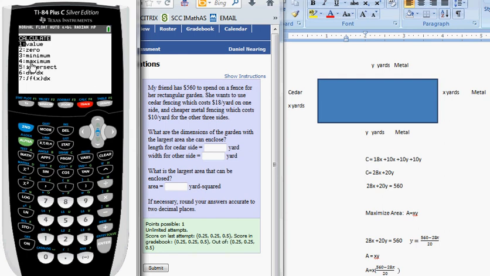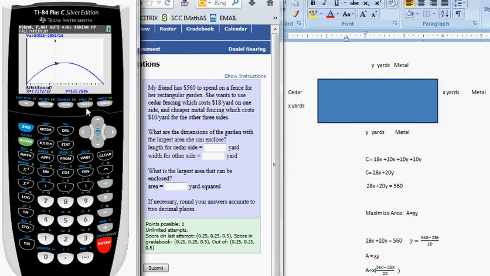And you're going to want to use your max feature, which is number 4. And it's going to ask me to pick a point to the left of the max and to the right. So I'm going to trace to the left here. You could type in your left bound, like I could just type in 0, because x equals 0 would correspond to a point to the left, or you can trace to the left a little bit and just hit enter. Now the calculator knows that the maximum happens to the right of this line.